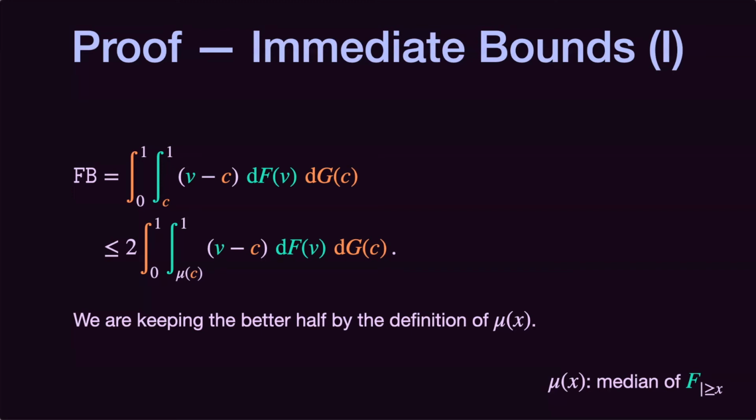Now we present some immediate bounds for our quantities. For the first best, we write out its definition and upper bound it by the second line. We replace the interval of the inner integral from c to 1 to μ(c) to 1. This inequality holds because μ(c) is the median of the interval from c to 1 measured by the distribution G, and we are keeping the better half of the integral.